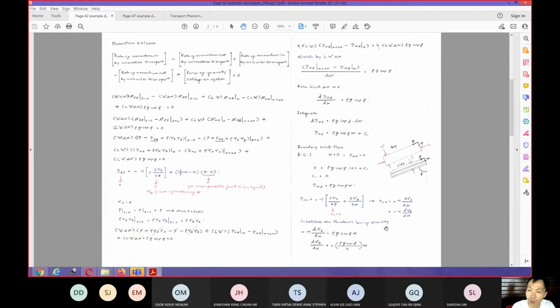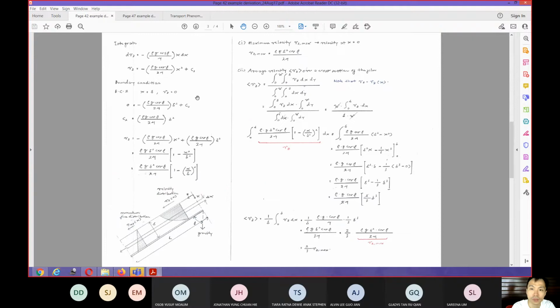Then you substitute these equations into this equation. After that you integrate this equation. Then you inspect the second boundary condition. What you have inspected is the top. Now you inspect what is at the bottom.